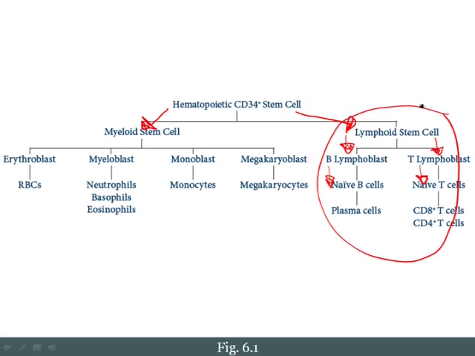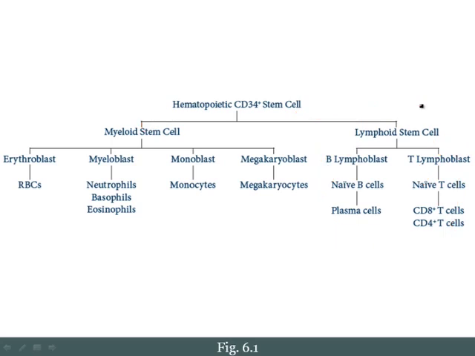Now let's go to the other side. Again, the hematopoietic stem cell has the ability to produce a myeloid stem cell, and the myeloid stem cell can develop into an erythroblast, which would then produce red blood cells, can develop into a myeloblast, which would then produce granulocytes, and the granulocytes are the neutrophils, basophils, and eosinophils. It can develop into a monoblast, which would eventually produce monocytes, or it can develop into a megakaryoblast, which would eventually produce megakaryocytes. Of course, we can draw a line here.